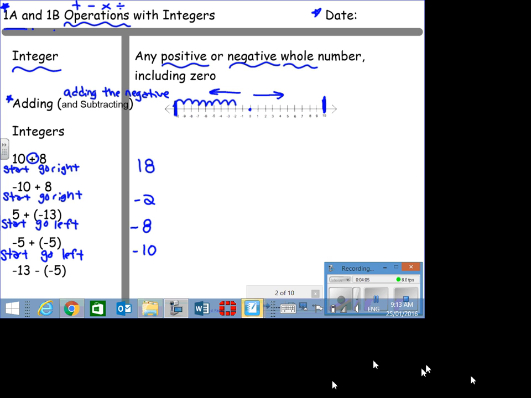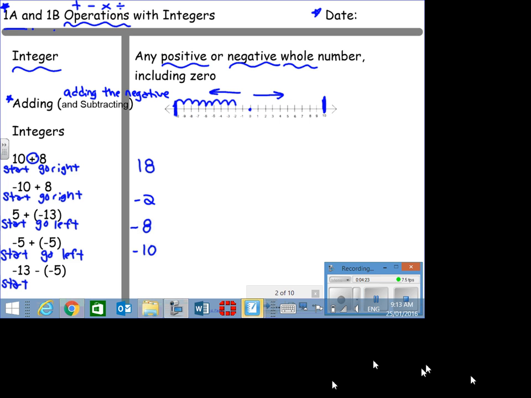So see if you guys match up with the same answers I got. And I waited for the last one because if you guys notice, there's something that looks a little different here, and I know you've seen it before. But when you just have one sign, like this 13 is a negative 13, so I'm going to start at negative 13, but then I have minus negative 5.